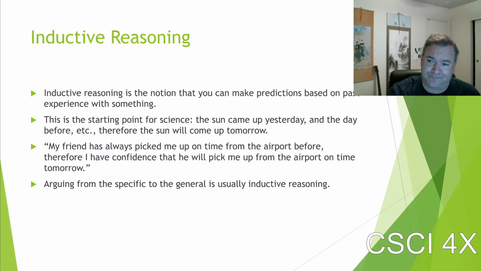So I started flying. It was expensive, but my friends would pick me up from the airport. One of my friends is pretty reliable, so I'd be confident that he'd pick me up on time every time I flew. Except once he didn't. So my inductive reasoning turned out to be wrong. You get a flat tire or something. Actually, I think he just forgot. But you could get a flat tire or you could forget or something like that.